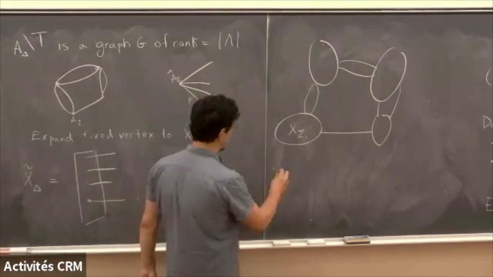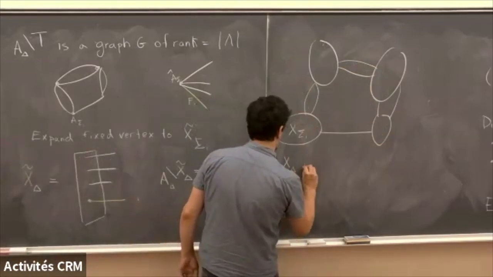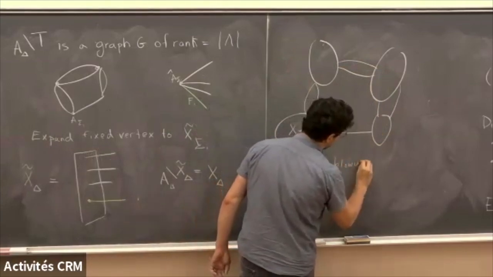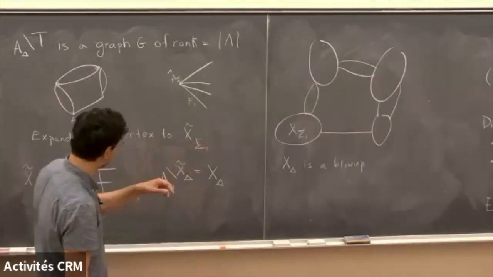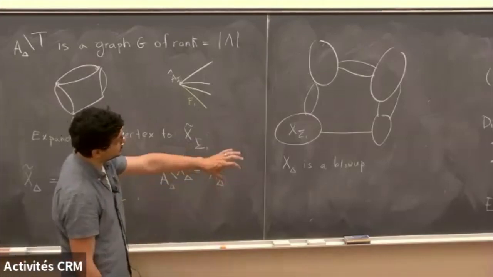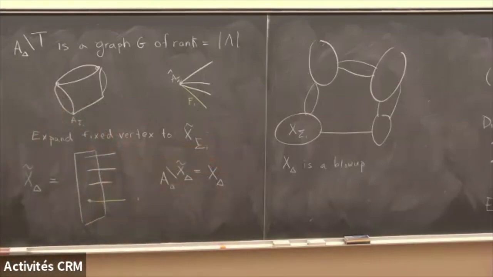And you can show that such a thing is a blow up, and essentially any blow up for X delta is also going to look like this. Okay, so in the same way that in the join case it is just a product, any blow up for a disjoint union is going to look like this.